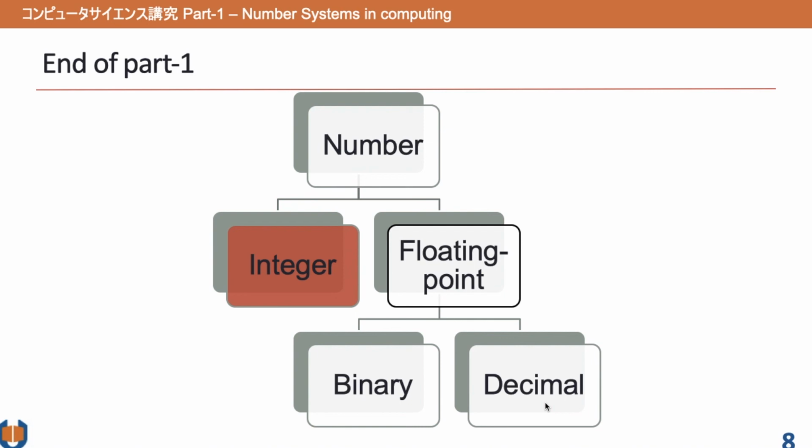So that's the end of the first part. That means within the number system, we have discussed the integer part, and the rest we will discuss about floating point, and within floating point we have binary and decimal.